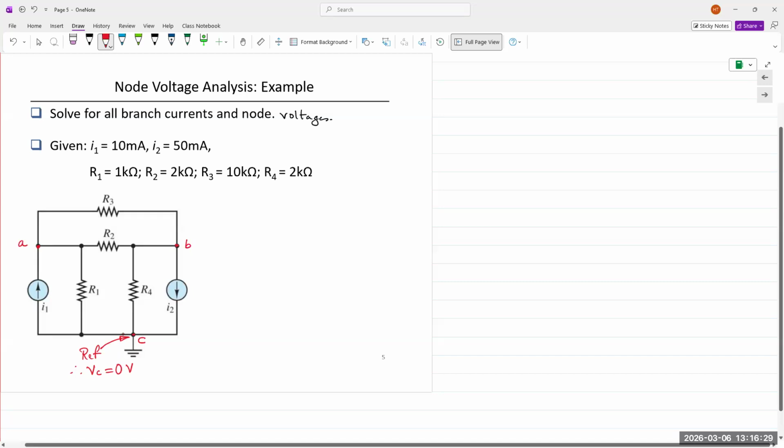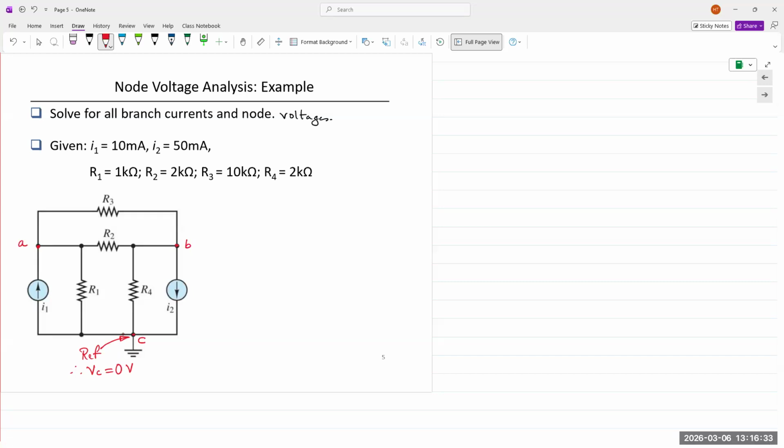So right in the first step, we identify 3 nodes. If you have 3 nodes, that means we have 3 unknown variables to solve. We need at least 3 equations. Now, I chose one node as my reference. That means I automatically have an answer for one of those 3 nodes. I only need to solve for the other 2 nodes. That means I need only 2 equations to solve them.